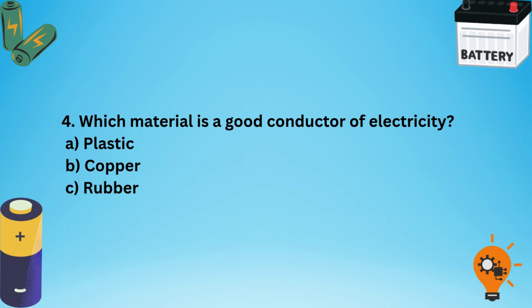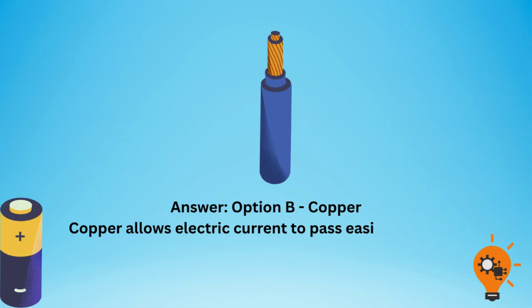Which material is a good conductor of electricity? Plastic, copper, rubber. Copper allows electric current to pass easily through it.